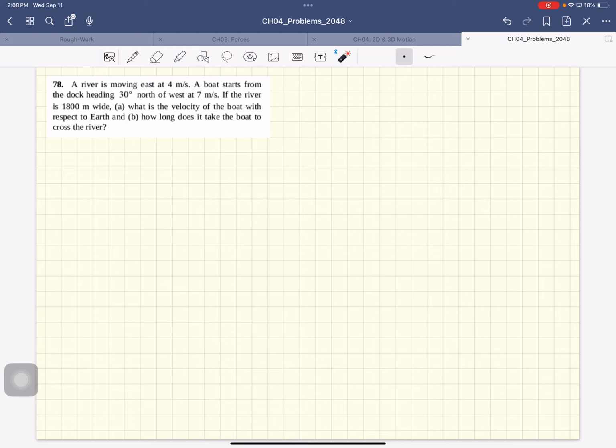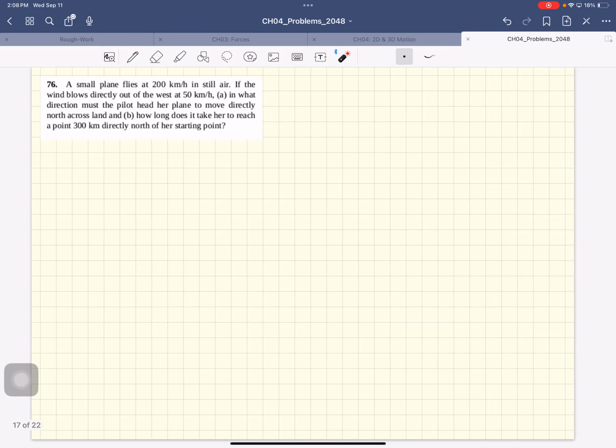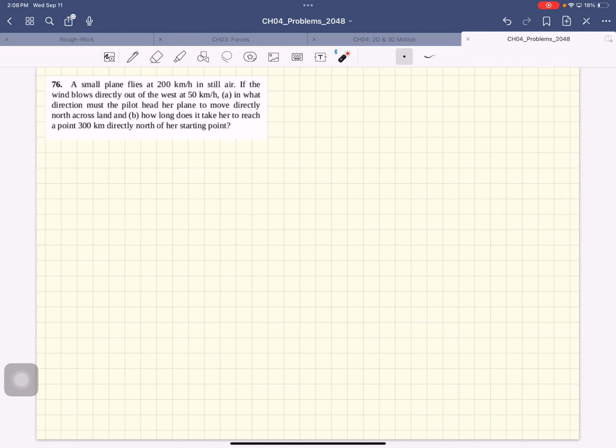Do you want to do a boat moving in a river or a plane flying in the wind? It's the same problem. The boat. Okay.